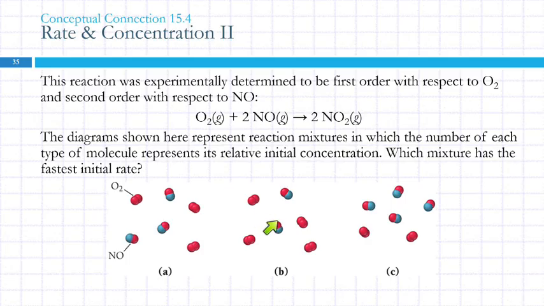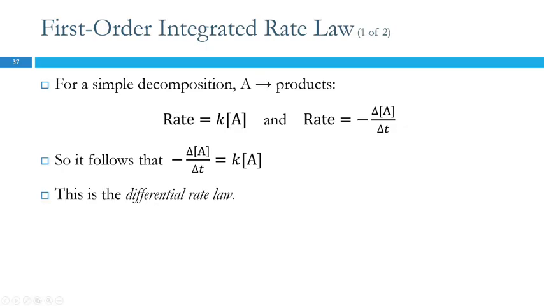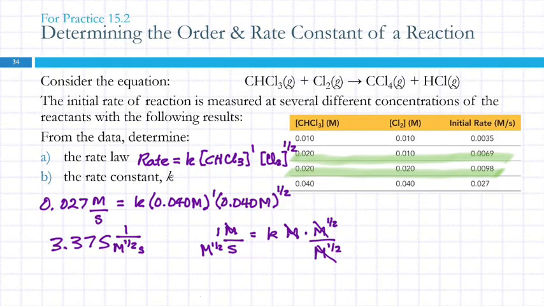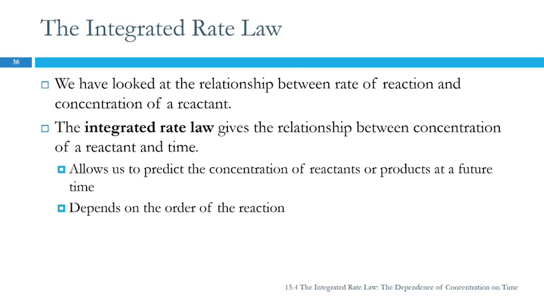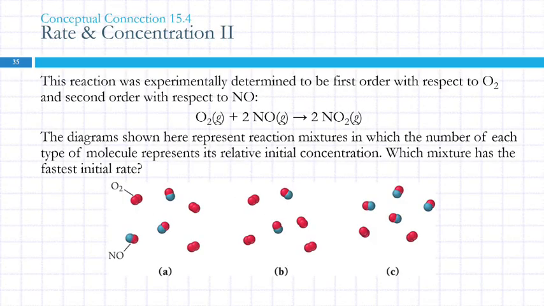So they want us to look at these three pictures here. Oxygen is the two red circles. NO is the blue and red circles. And pick out which of these would have the fastest initial rate. So let's just sketch. No, that's not what I want to do. There. You thought I was lost, but I'm not lost. Just confused.